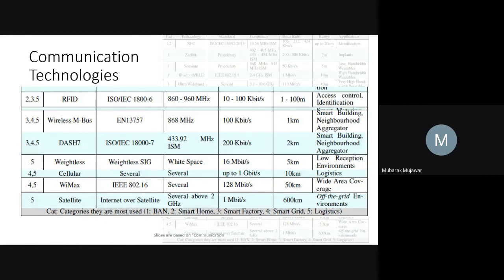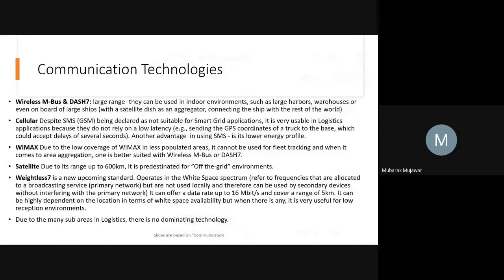So we can use wireless MBUS and Dash 7. I have already discussed cellular. I have already discussed WiMAX. Let us talk about satellite. Satellite has a very wide range. It has a range of up to 600 kilometers. And it can be used for off-the-grid environments.